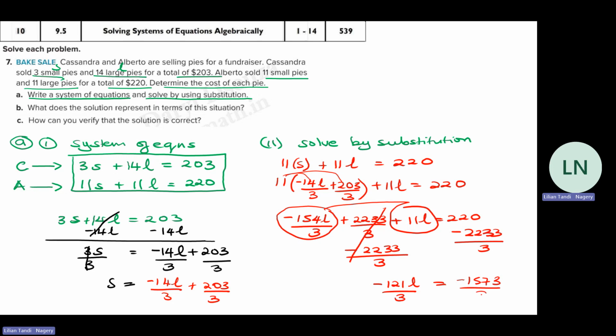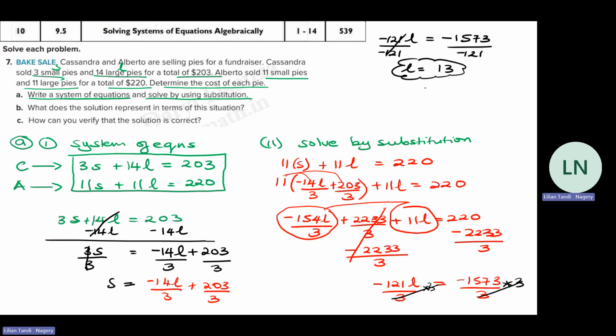which should equal negative 1573 over 3. I want to remove the 3 in the denominator. I will multiply both sides by 3. So this 3 and this 3 will go away. So now I will have negative 121L equals negative 1573. And then I will divide both sides by negative 121, and L will be 13.